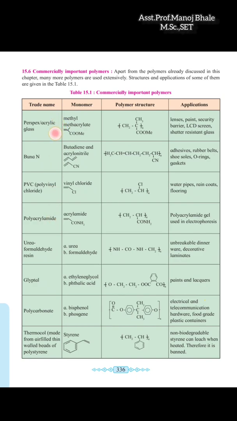In that, you write down their trade name. Also write down the name of the monomer we are using for the preparation of the polymer. Next, the structure of the monomer, and then the polymer structure, and then the application of that polymer. In this way, you prepare a chart of the polymers, their monomers, the structure of the monomer, the polymer structure, and the application of the polymer. So this is your today's homework.